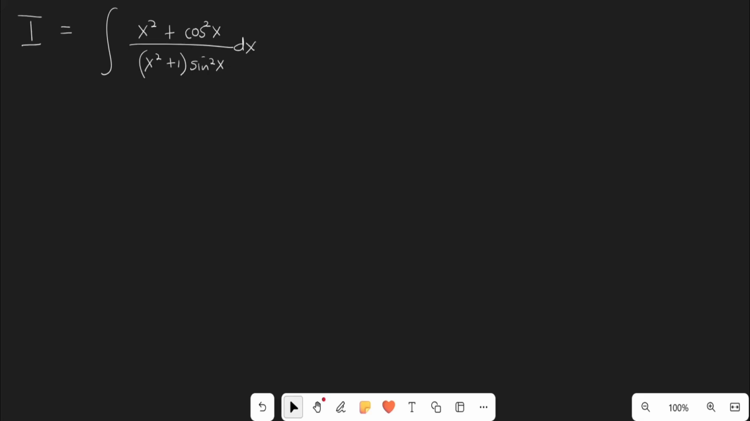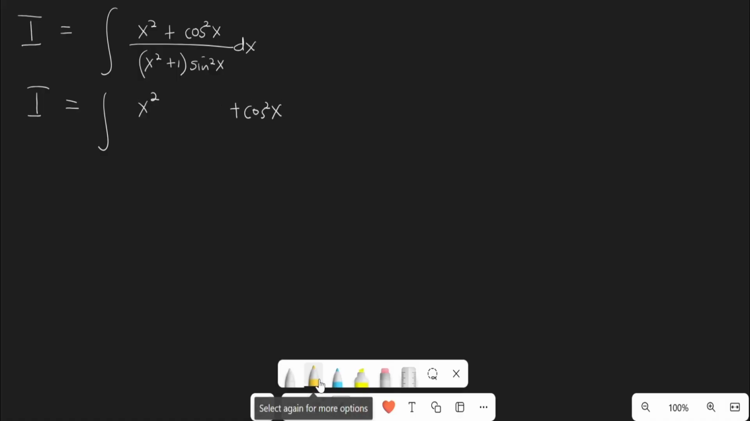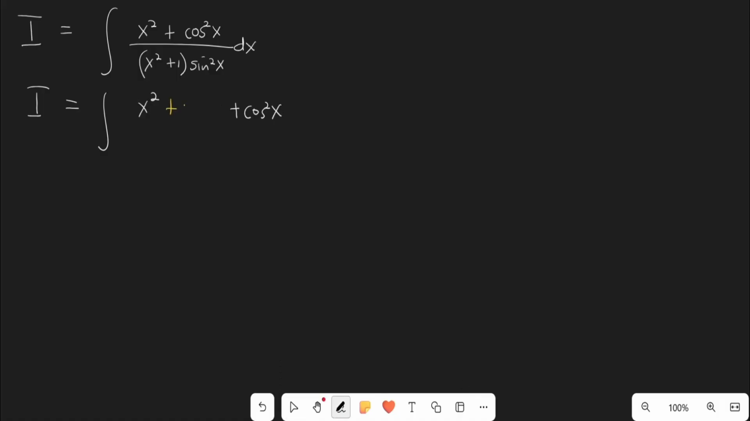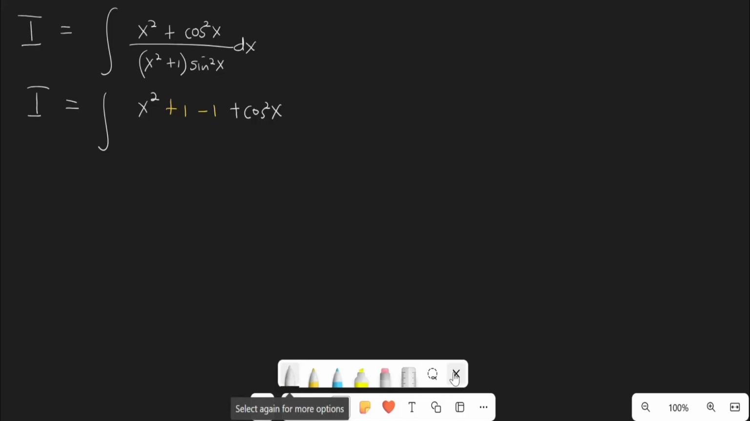I am going to show you the quickest way to solve this integral. We are going to start off by adding 1 and subtracting 1 to the numerator, right? So I have x squared, and then I'm going to bring plus the cosine square of x here. What I'm going to do to the numerator is add 1 and subtract 1, right? The net effect is 0.